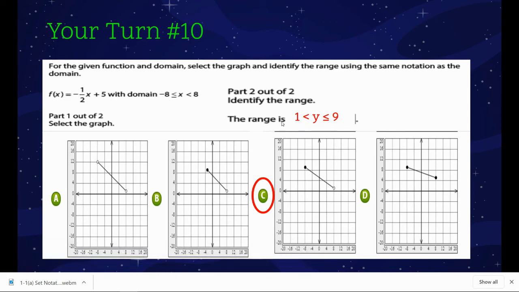It's also important to note that whenever you have an inequality where the x value is between two numbers, we always use the less than signs on both sides, less than or equal to. We never use the greater than signs when you're doing that. Okay, that is it.